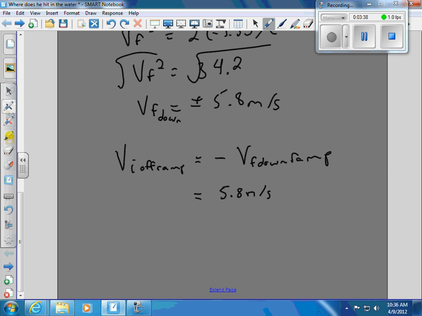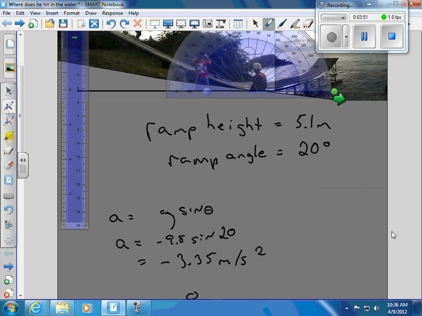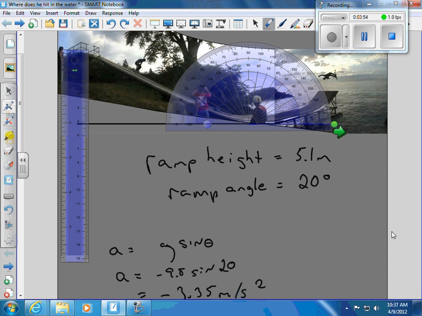And like I already said to Quinn, this is going to be given to you, your velocity off the ramp. You mean the Vi is going to be 5.8? Yeah, when he's at that point, he's traveling at 5.8 meters per second. That's his Vi. We went down, and when we went back up, it's still 5.8 when he leaves, and then he has to fall.